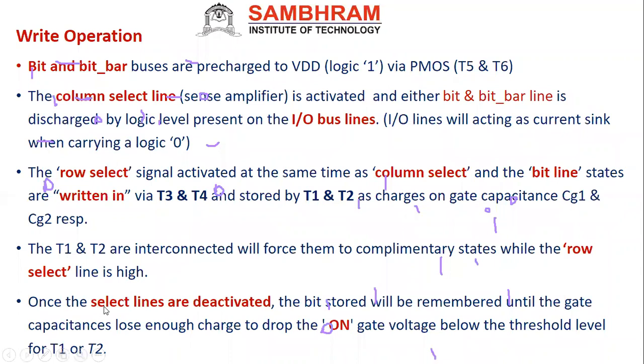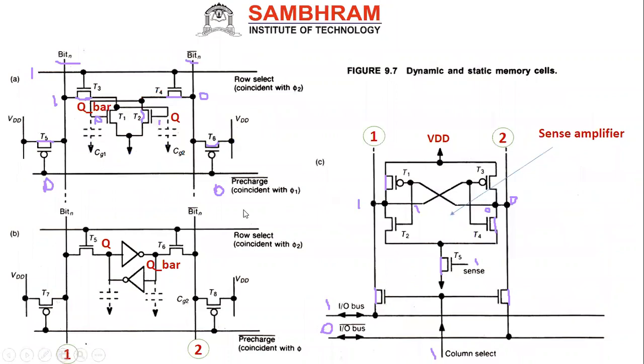Now, once the select lines are deactivated, which select lines are these? Select lines means your row and the column. Once both are deactivated, the bit stored will be remembered. The value will be held until the gate capacitance loses enough charge to drop the on gate voltage below the threshold level for T1 and T2.